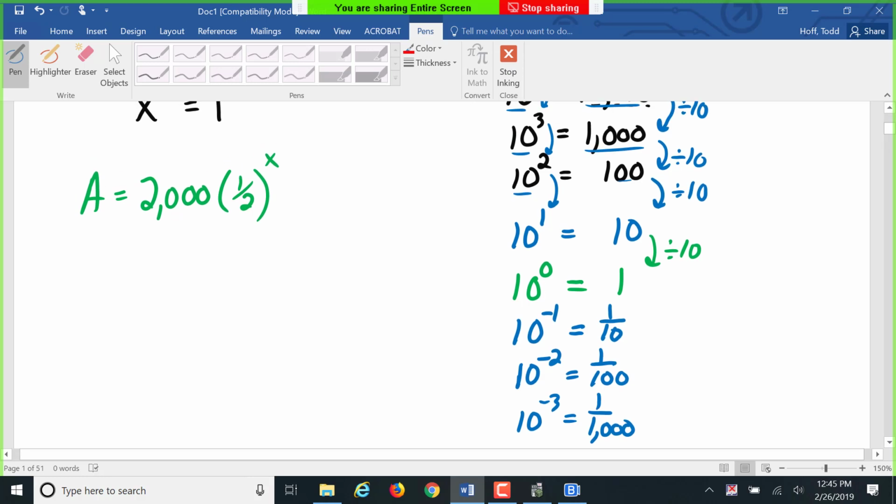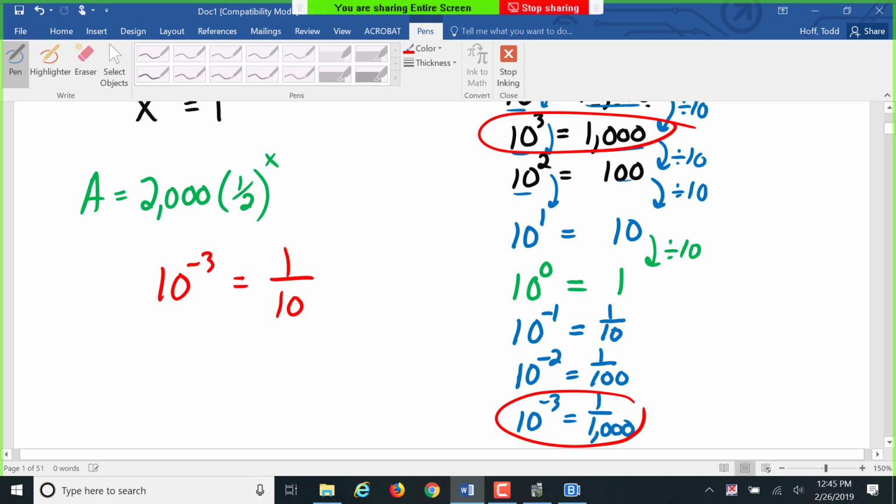10 to the power of -3 is related to 10 to the power of +3. It's reciprocals. 10 to the power of -3 is just 1 over 10 to the 3rd. And that actually is the definition of a negative power, it is a reciprocal of its positive power.